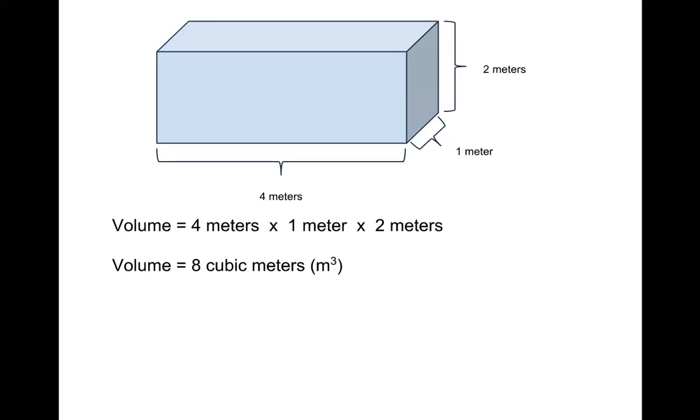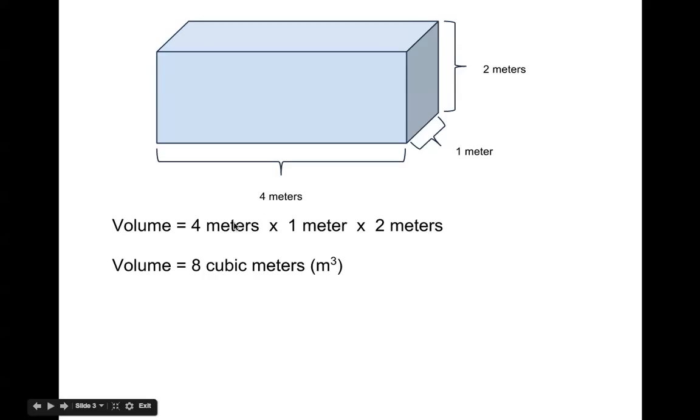There's that same box. So let's say the length is 4 meters, the width is 1 meter, and then 2 meters is the height of the box. You just simply multiply these together. 4 times 1 is 4, 4 times 2 is 8. It would have a volume of 8 cubic meters.